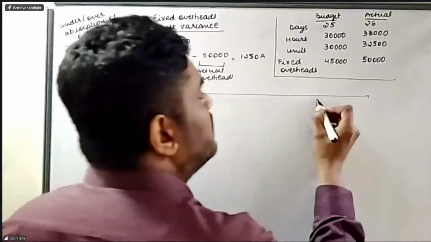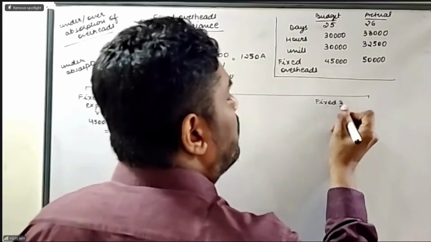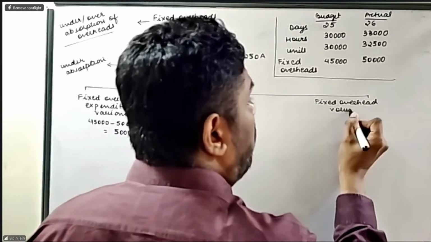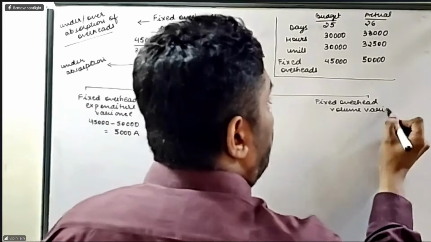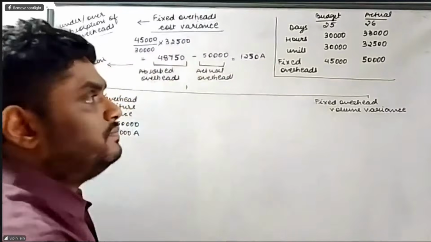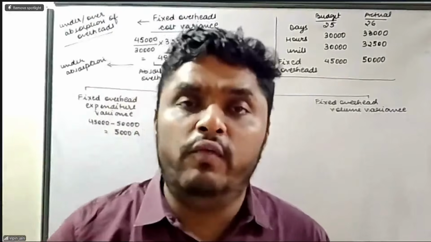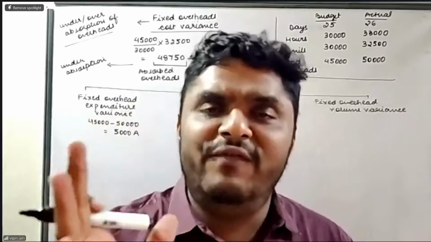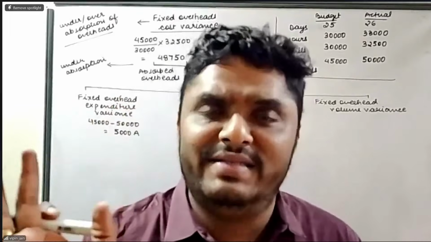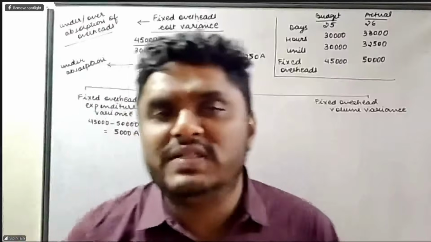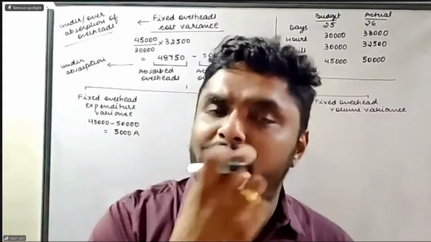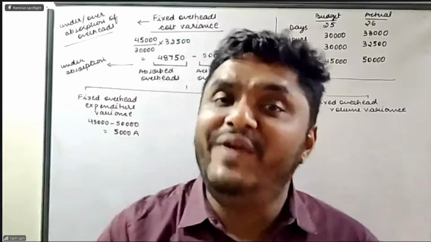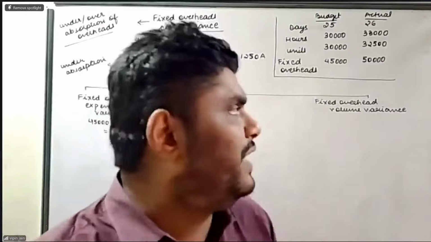Now, next is fixed overhead volume variance. Now, guys, do pay attention. See, in material and labor, you can easily figure out that if the figure is minus, we can write it as adverse. I have explained why it is adverse or favorable conceptually, but sometimes students take it as if it is minus, it is adverse, and if it is plus, it is favorable. But this doesn't work with fixed overhead. You have to understand the concepts of fixed overhead variances.